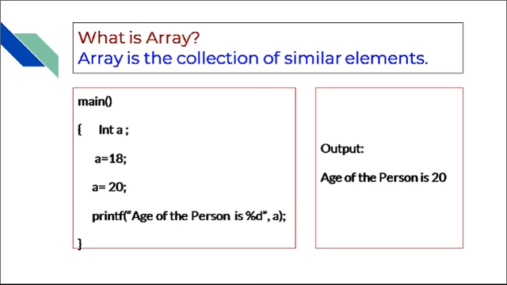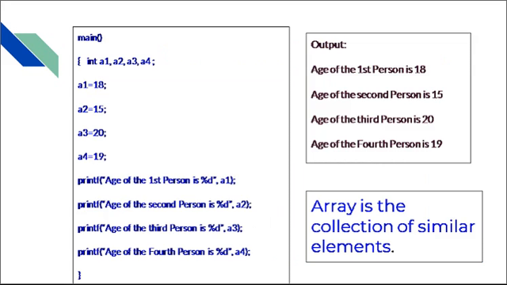Suppose if you want to read and display the ages of 4 people, then you have to declare 4 integer variables. Like in this program, 4 variables are declared, 4 reading statements, 4 display statements. Total 9 statements. Output of the program. Okay. If you want to declare the ages of 100 people, then you have to declare 100 variables. 1000 people, then you have to declare 1000 variables. 1 lakh people, then you have to declare 1 lakh variables.